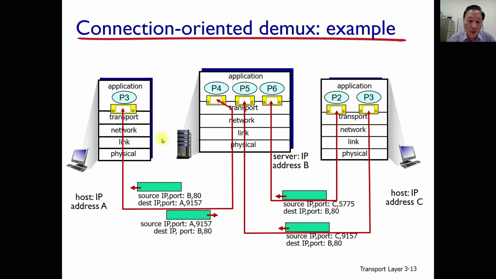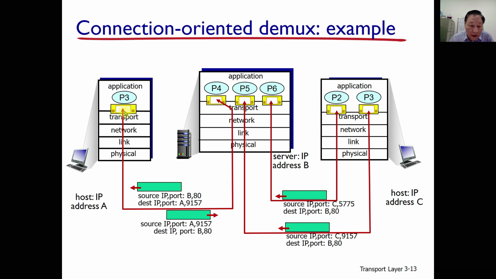Here is an example view graph for that. Connection-oriented demultiplexing, as I mentioned, is mainly for TCP. Here, each socket is differentiated by its tuple.